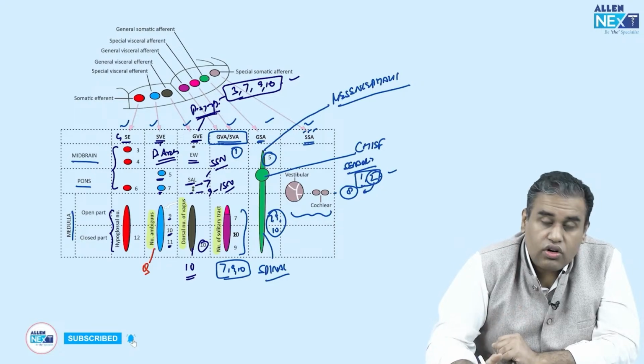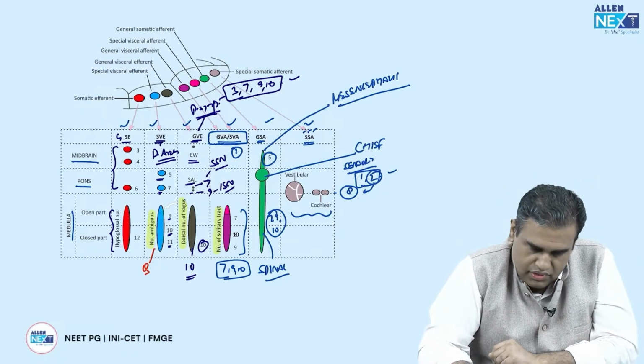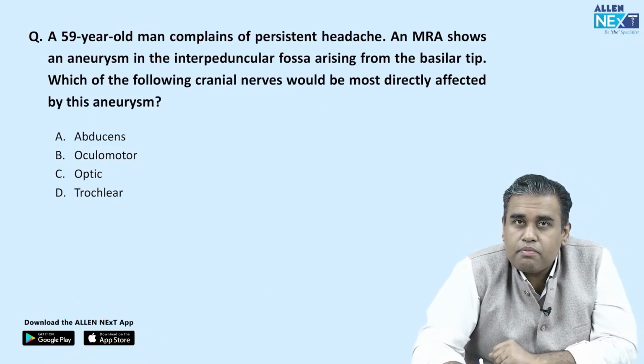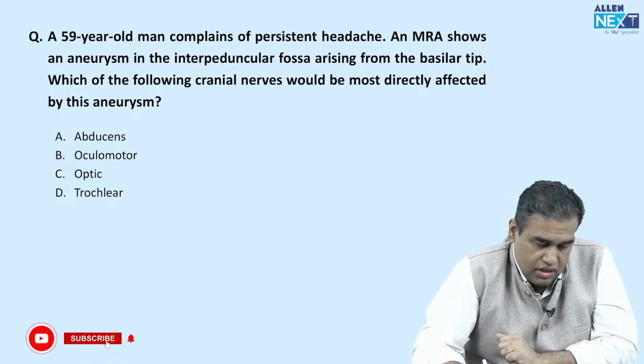Now these are the nuclear columns. Do revise them, take a screenshot of them. They are high-yield topics. Okay, let's see a couple of MCQs over here. Pause it and try to give the answer.